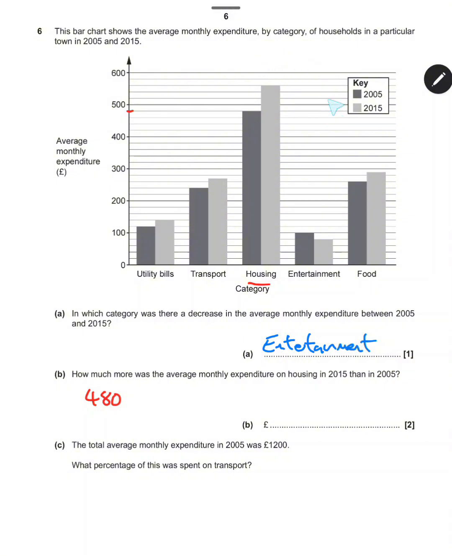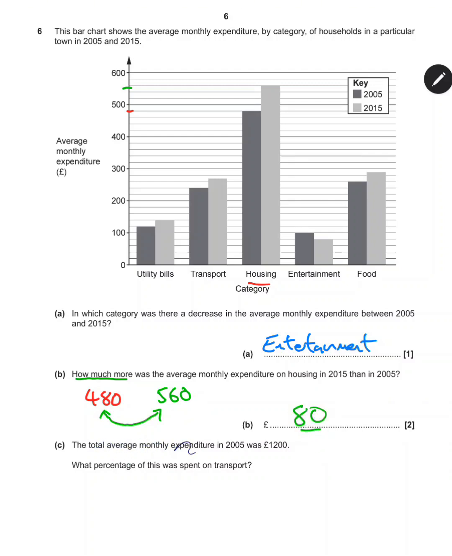We also need this figure here, the 2015 amount. Well, again, going up in 20s, 520, 40, 60. So we've got 560. And what we're looking for is the difference between those, how much more this is than this. How do you get from 480 to 560? We'll add 20, it'll get me to 500, and then add another 60. That's a difference of £80.